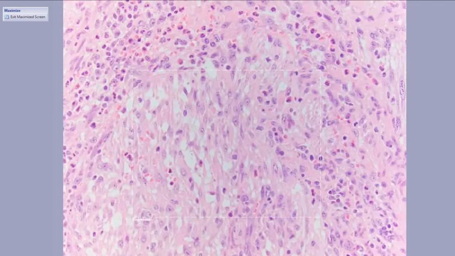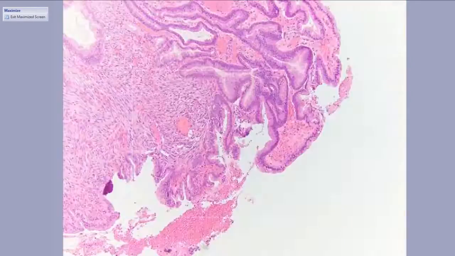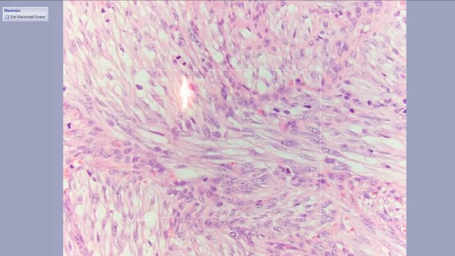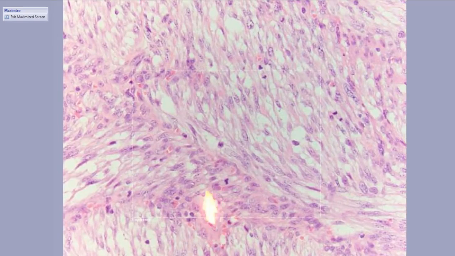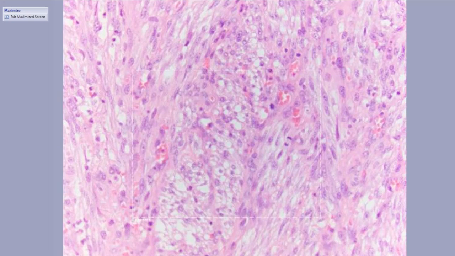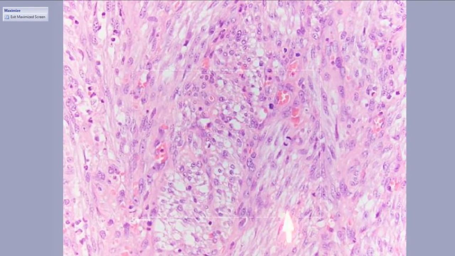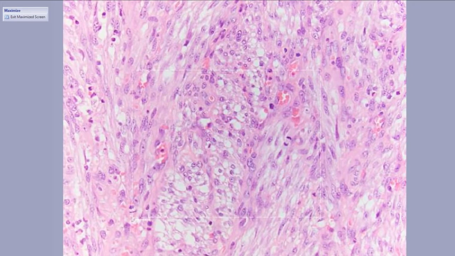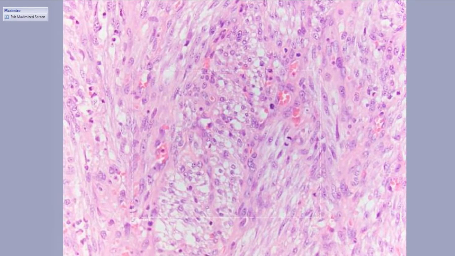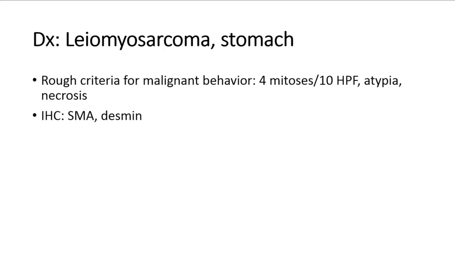So this definitely looks malignant. This looks like a worse actor than the other things we've been seeing. Always got to do GIST. GIST can be mitotically active, can look very atypical, can in fact have necrosis, but this was negative for c-KIT in dog 1, also negative for schwannoma, but positive for smooth muscle actin and desmin. So we've moved into a smooth muscle tumor of the GI tract, and with this degree of atypia and the mitoses pretty much everywhere, I think it's safe to say that this is a leiomyosarcoma of the stomach.